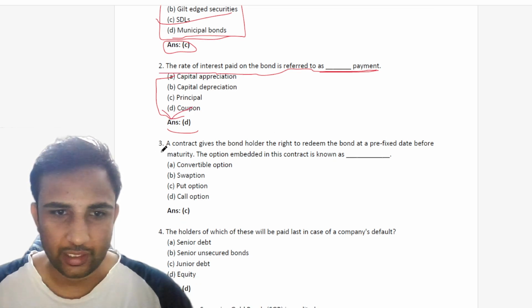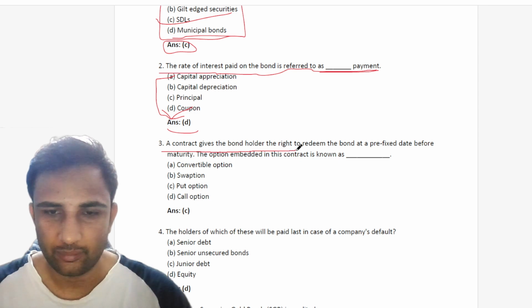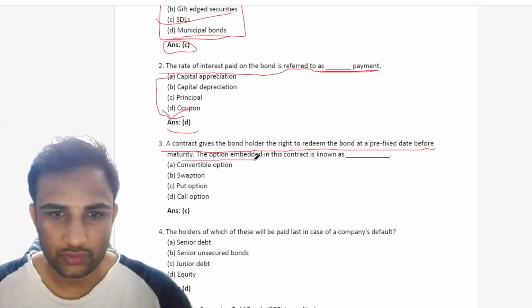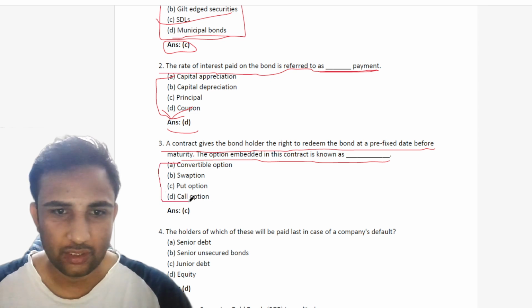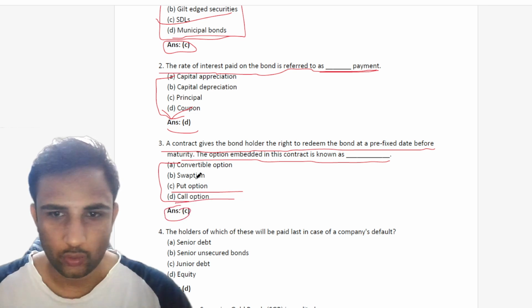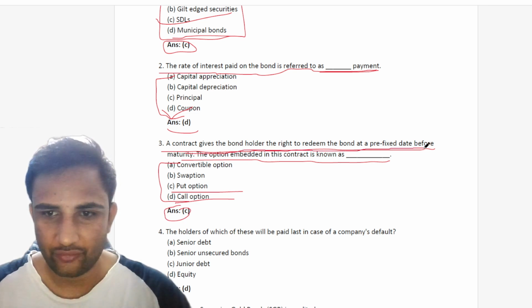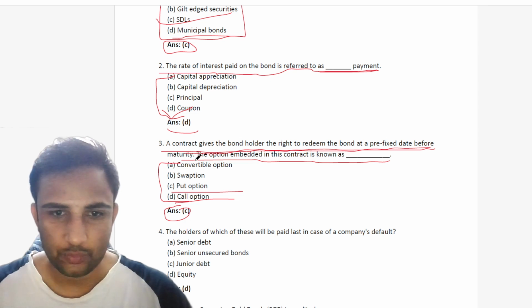Question number 3. The contract gives the bond holder the right to redeem the bond at a prefixed date before maturity. The option embedded in this contract is known as dash. Options are convertible option, swaption, put option and call option. The answer is C, that is put option. So a contract that gives the bondholder the right to redeem the bond at a prefixed date before maturity is known as a put option.